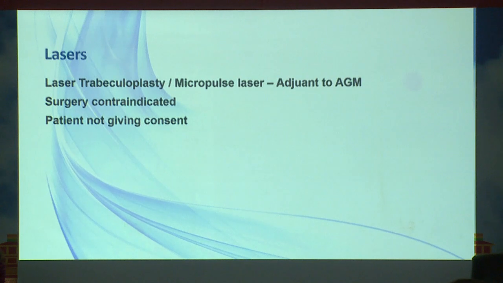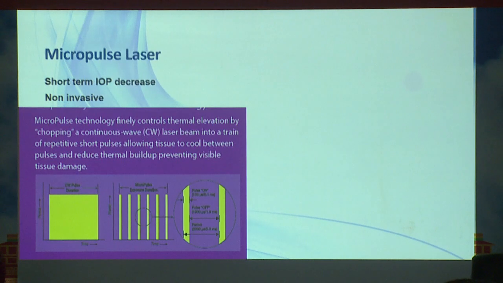Surgery is contraindicated if the patient is not giving consent for the same. You can go for this laser, which definitely controls the intraocular pressure for the short term, although later on the pressure tends to rise in many of the patients. Micropulse technology is another option, where you get small pulses of laser with intermittent areas where you don't get any laser. Therefore, the reduction in vision which is seen with other cyclodestructive procedures is not seen in this kind of laser.